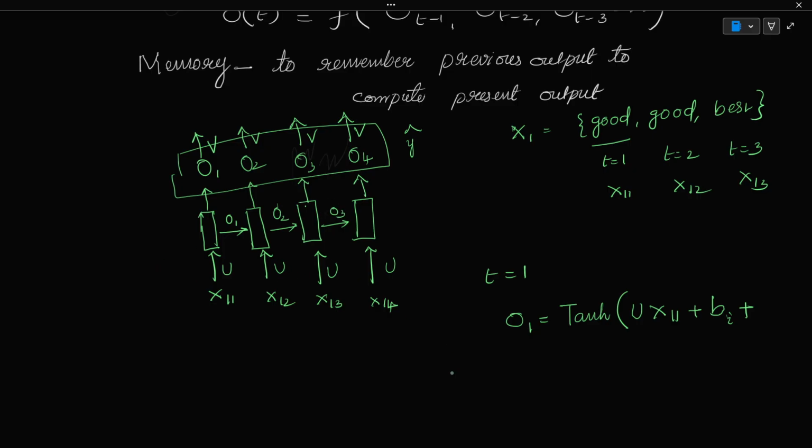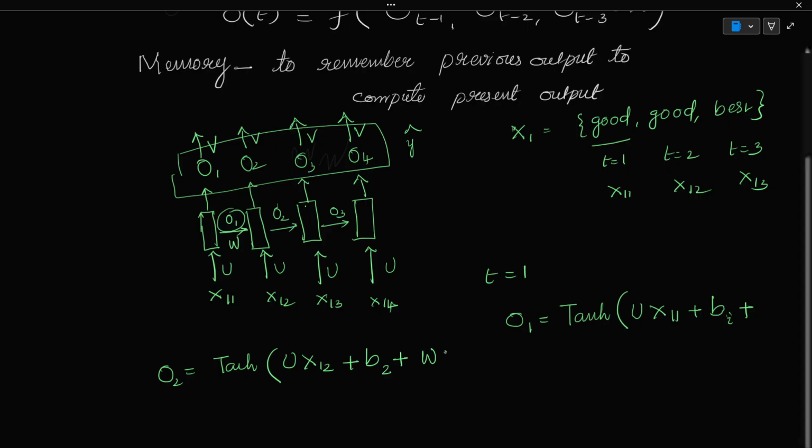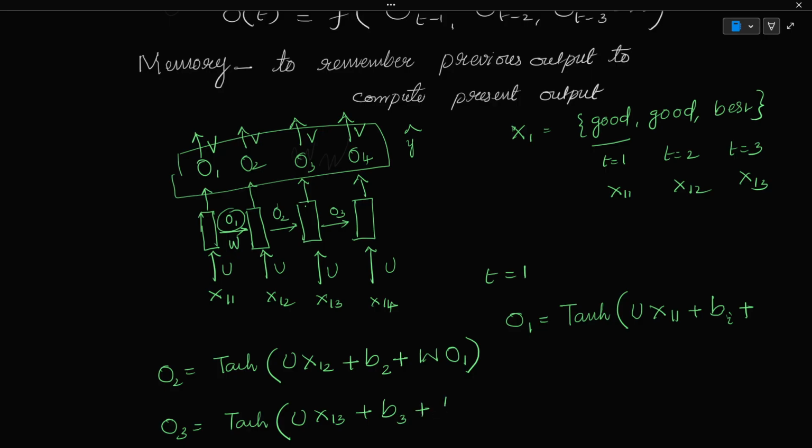So when you are calculating O2, O2 is tan h of U x12 plus that particular bias B2 plus what else? You are also sending O1, and we call that matrix W, the weight matrix of hidden to hidden. So W O1. That means to calculate O2, you are using O1. And similarly, what is O3? O3 is tan h of U x13 plus B3, that particular bias, plus W O2.